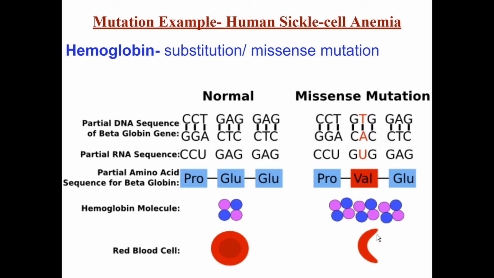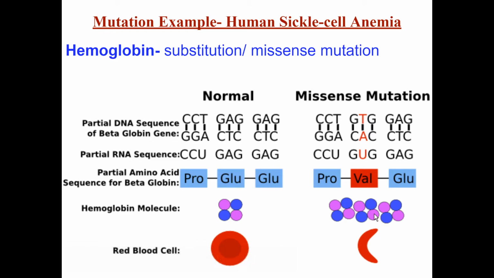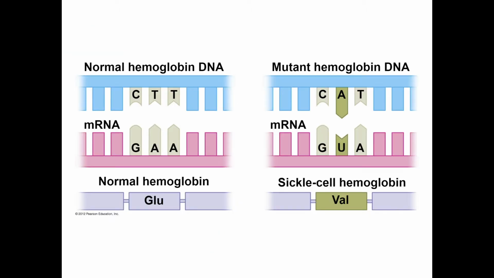Because of that, oxygen has a really big issue traveling throughout the body. And so people with sickle cell anemia really have issues with transporting oxygen. They feel very, very tired. It's very painful for them. So this is just an example of a missense mutation. And this is the same thing, showing that same idea for sickle cell anemia, that one change results in a different amino acid in somebody that has sickle cell.